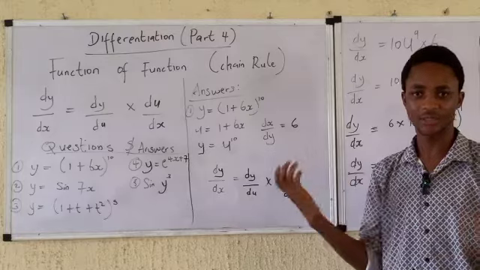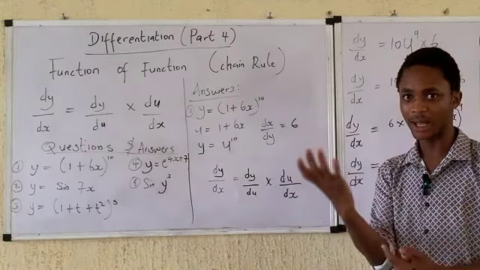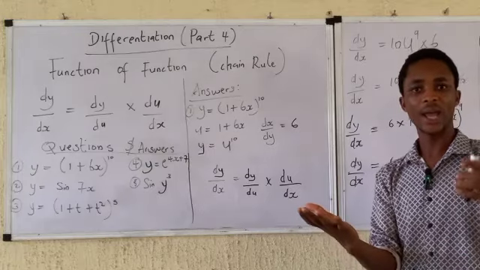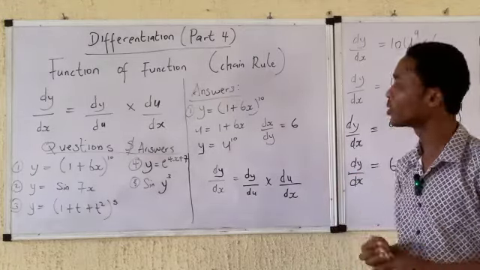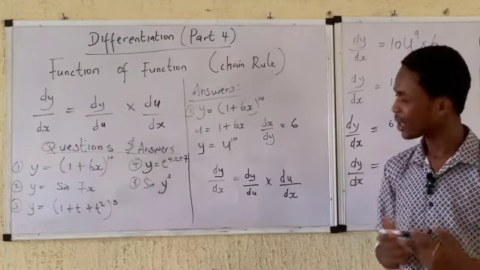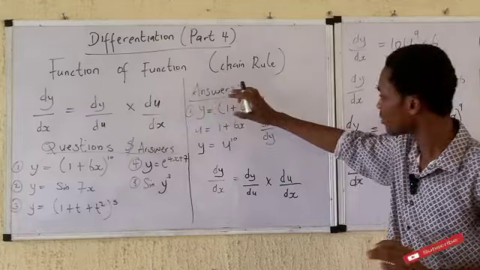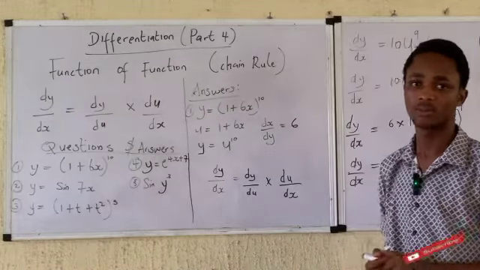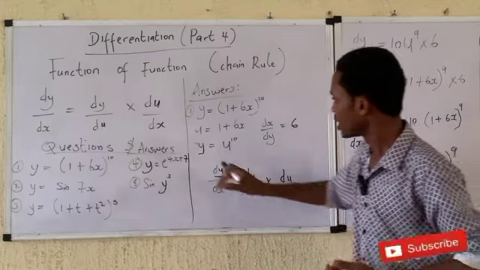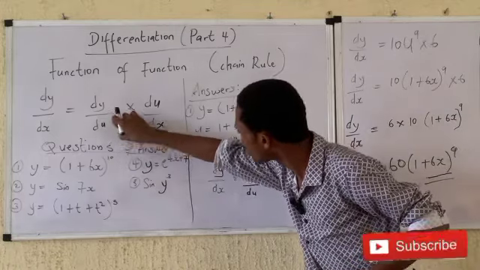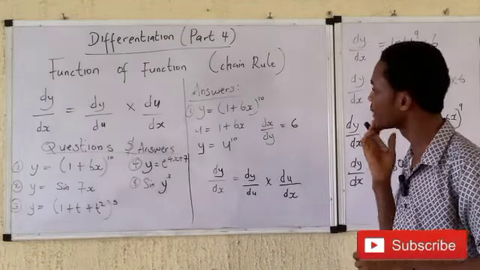For example, let's say for instance, this is a function, right? Let me take my hand as a function. A function inside another function, that's what we call the chain rule. With this as the general formula, we'll be using it to solve questions regarding this topic. Now, without wasting much time, let's solve questions on function of a function.